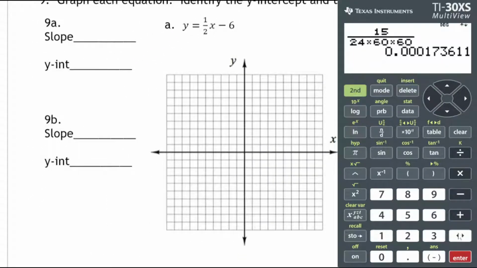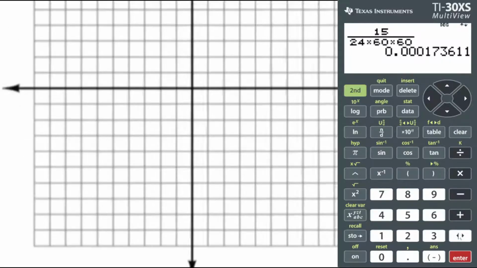So let's see. It says graph each equation, identify the y-intercept and slope of each line. Oh, that's great. If I look at that first one, I can tell that my slope is 1/2, right? It's got this up 1/2 pattern. And my y-intercept is at -6. That's great. Because now I can graph this.